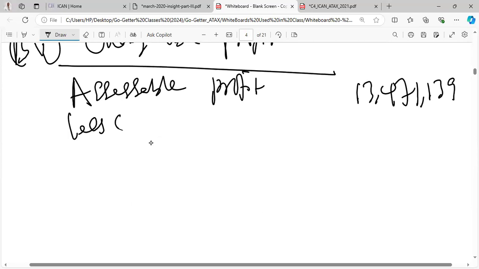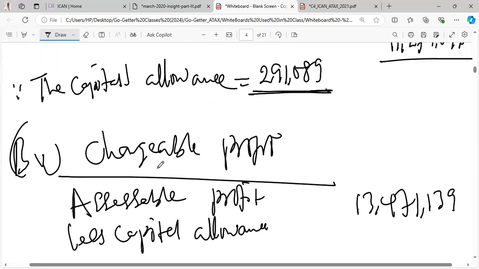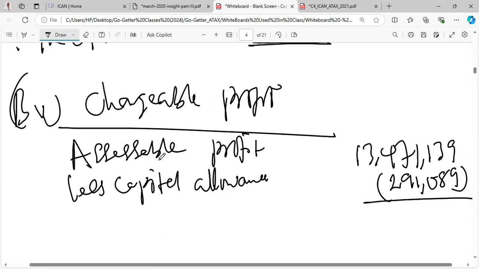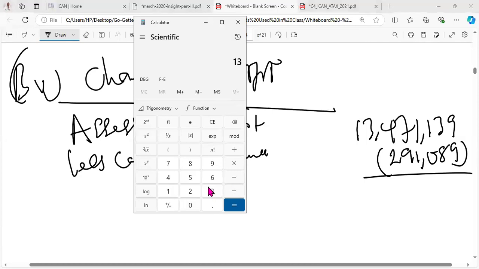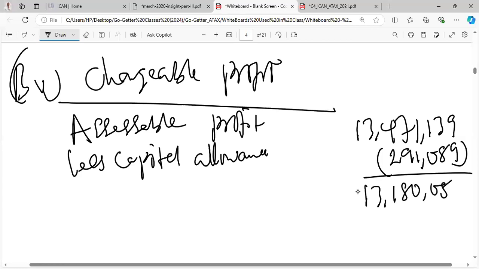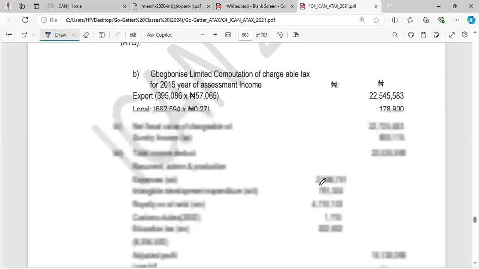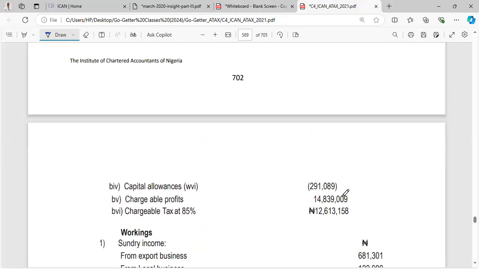Yes. Then less capital allowance, which we've just calculated as 291,089. So we have 13,471,139 minus 291,089. That will give us 13,180,050. Our answers are going to be different because of that figure that they got, which I don't know. So that's their chargeable profit. They have 14 million something. It's going to be different.